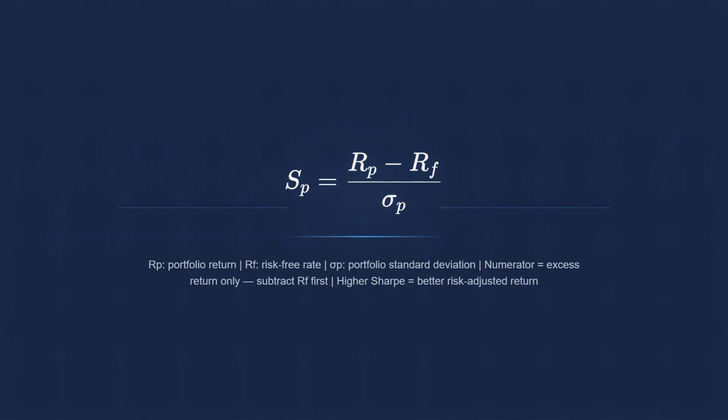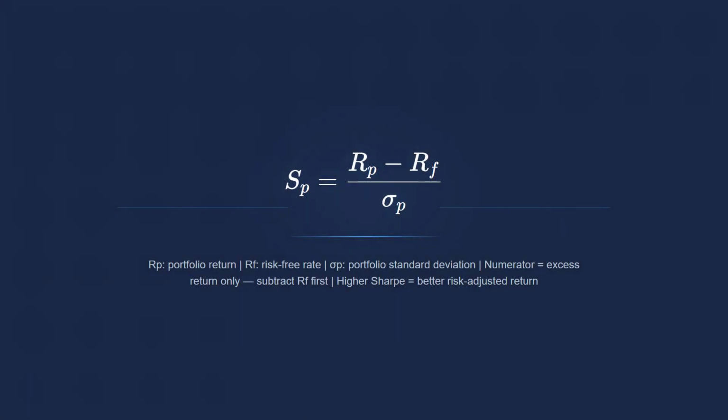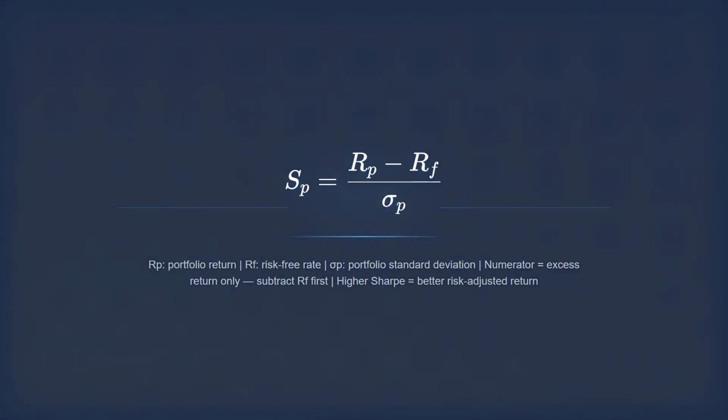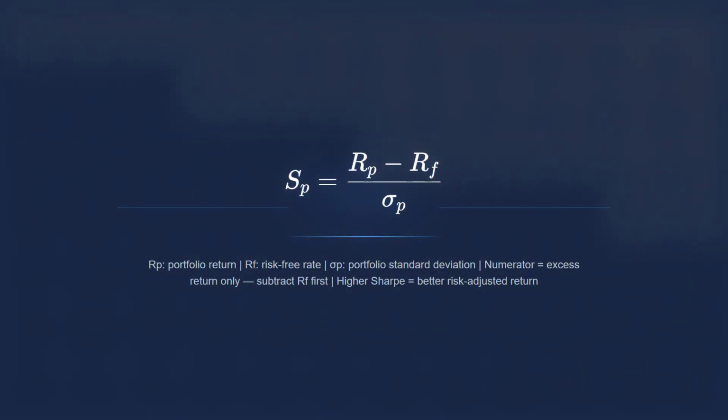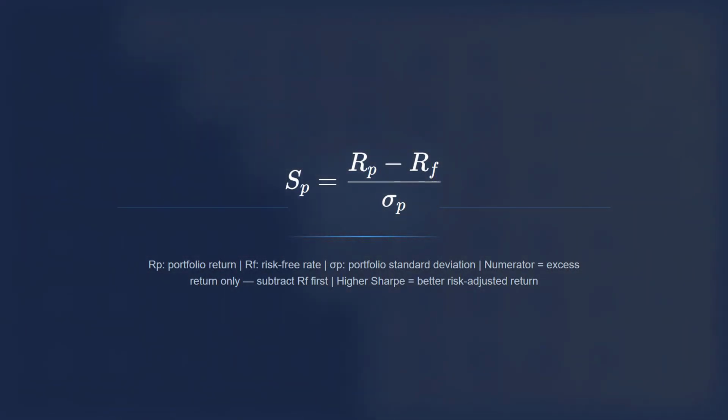Sharpe ratio equals 8% divided by 12.3% equals 0.65. Think of this as a coefficient of variation for excess returns. You earn 0.65 units of excess return for every unit of risk taken. The exam trap. Candidates use total return in the numerator. That gives 12 divided by 12.3 equals 0.98. Wrong. Always subtract the risk-free rate first. Higher Sharpe ratio equals better risk-adjusted performance. Always.